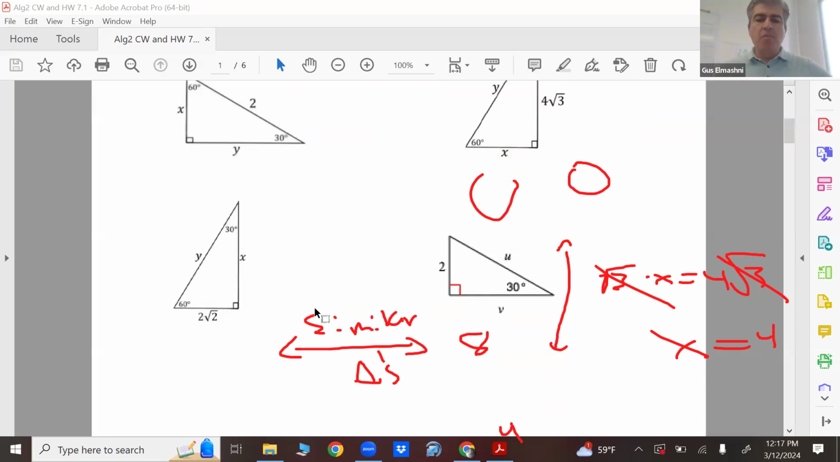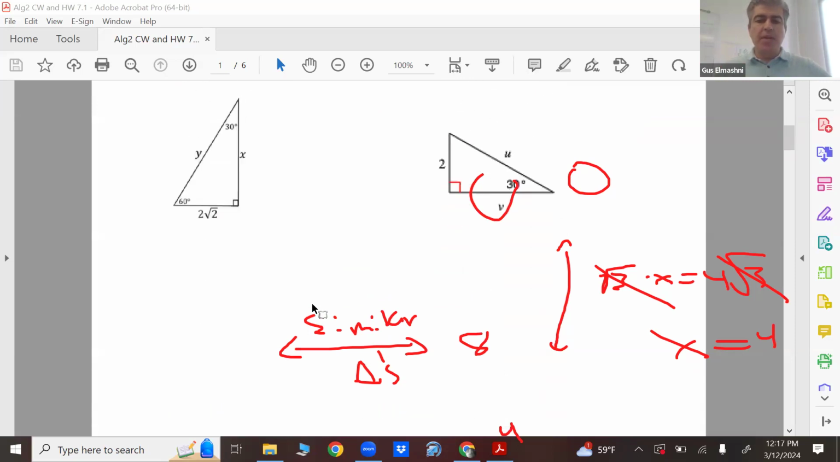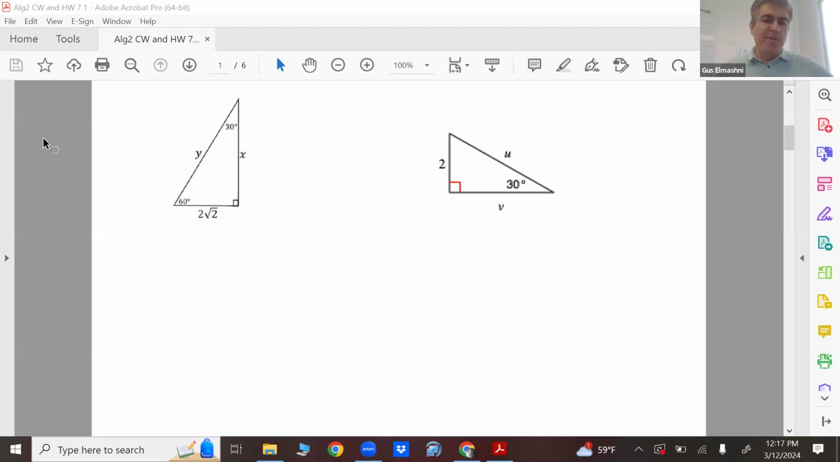Okay, let's look at these here. These are going to be a little more tricky. Yeah, this is a little more tricky. Okay, so this is opposite 30. So I'll call this, so that's the shortest side.